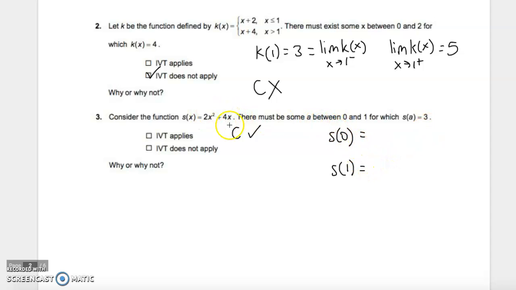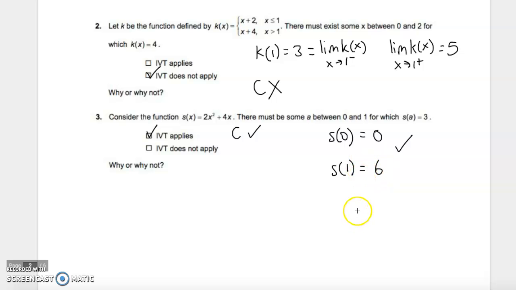So s of 0, in this scenario, we actually plug in the x value, so we get 0. S of 1 would equal 6. So, yep, check, your IVT does apply because when you plug the interval endpoints into your function, your y-coordinates surround the given y-coordinate, and so there has to be some a value that when you plug it into s, you get out 3, because you can't get from 0 to 6 without hitting 3.